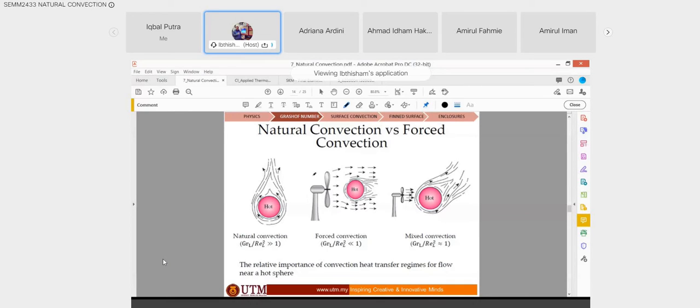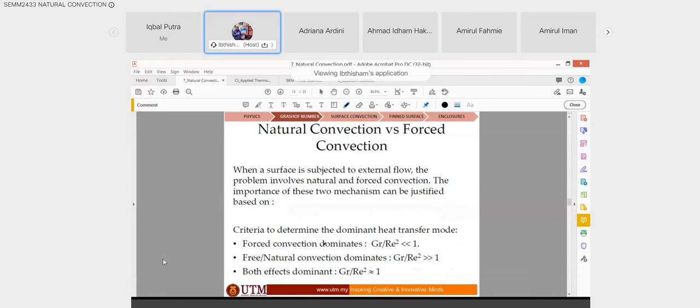The mix of natural convection and forced convection is given by this criterion. You need to calculate the Grashof number and divide by the Reynolds number to the power of 2. If the ratio is less than 1, your problem is dominated by forced convection, so you don't have to use the Grashof number. You go straight into external or internal forced convection. If the ratio of Grashof divided by Reynolds number squared is significantly larger than 1, you need to consider your problem as natural convection.